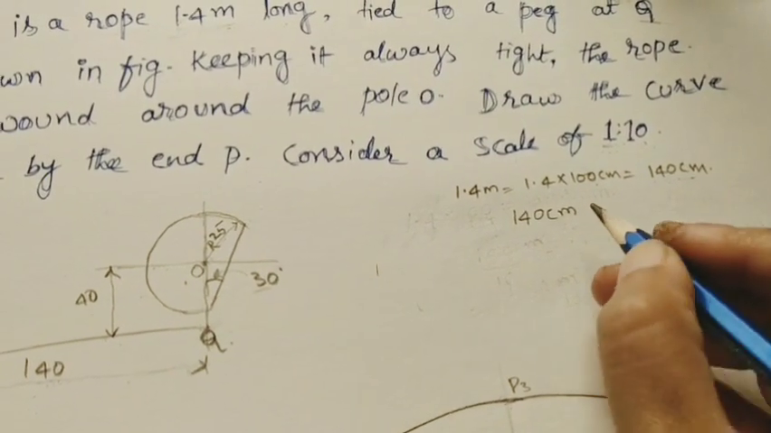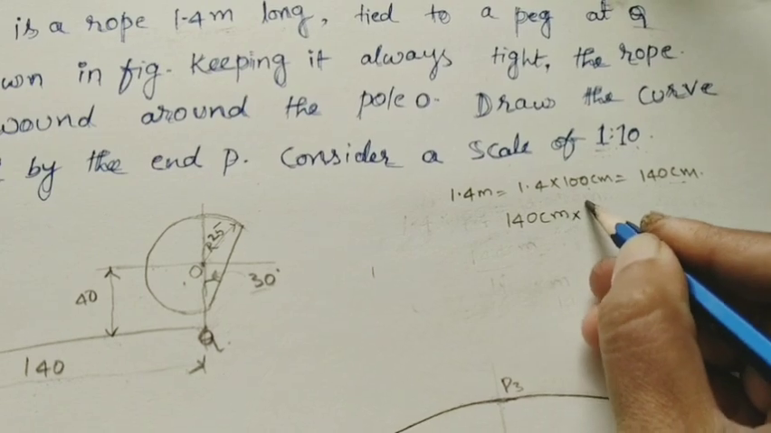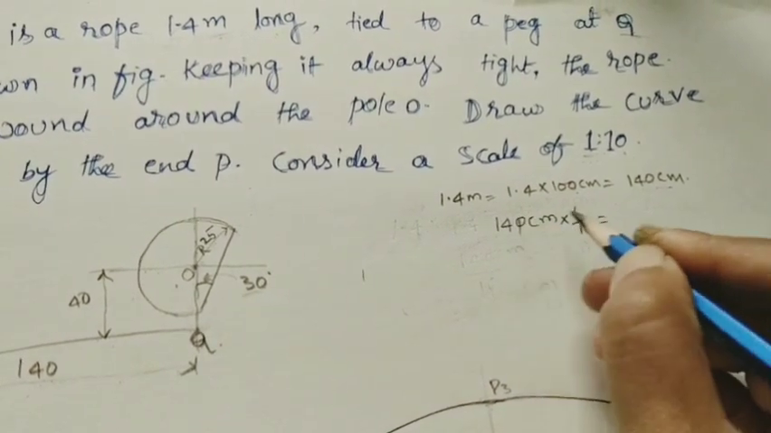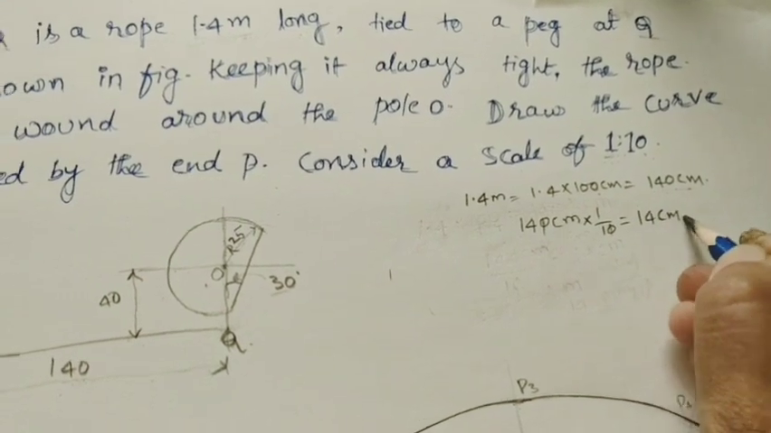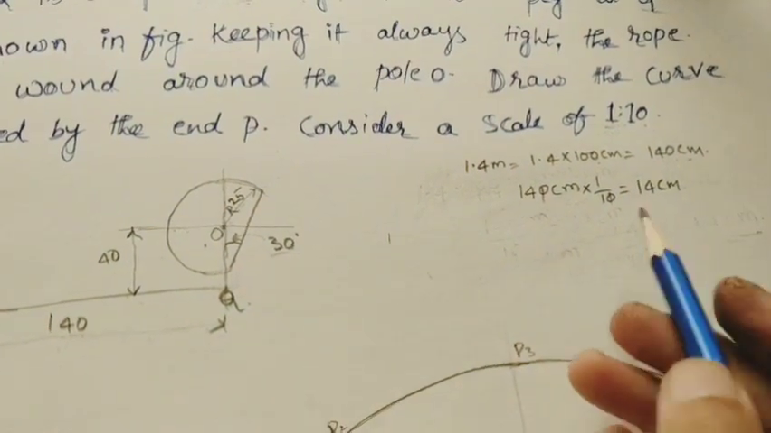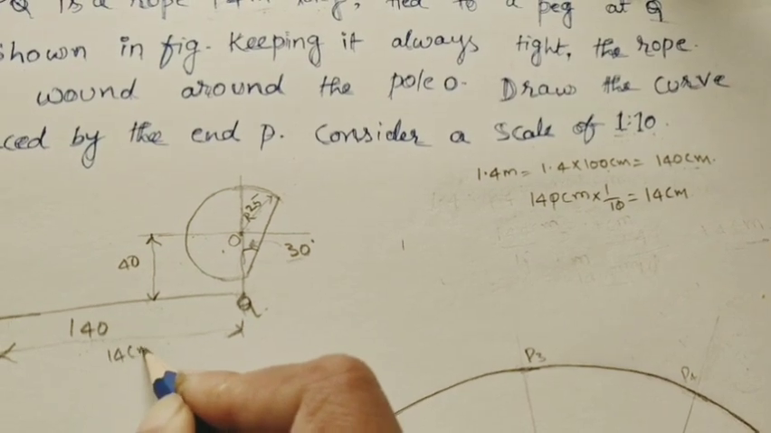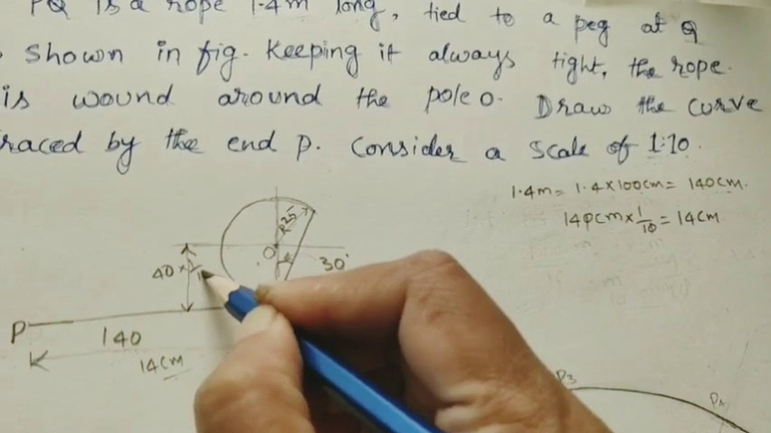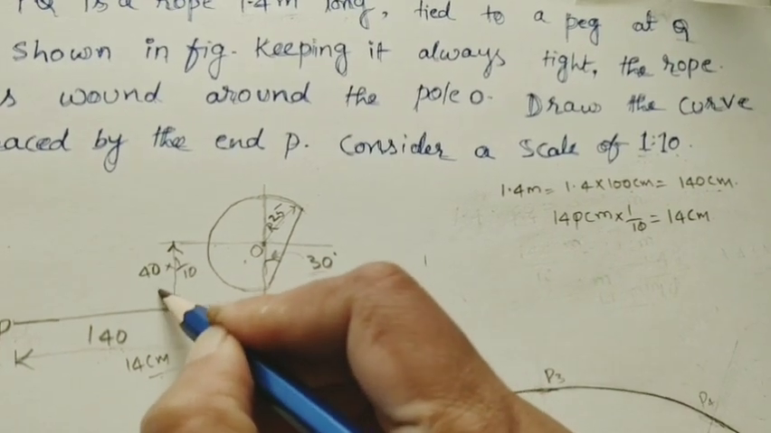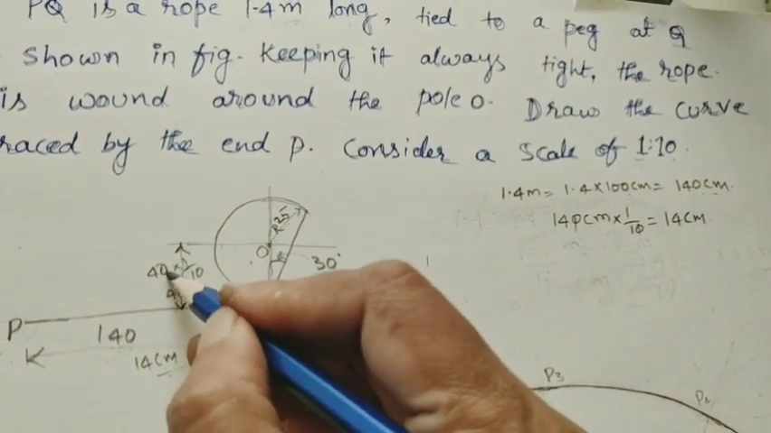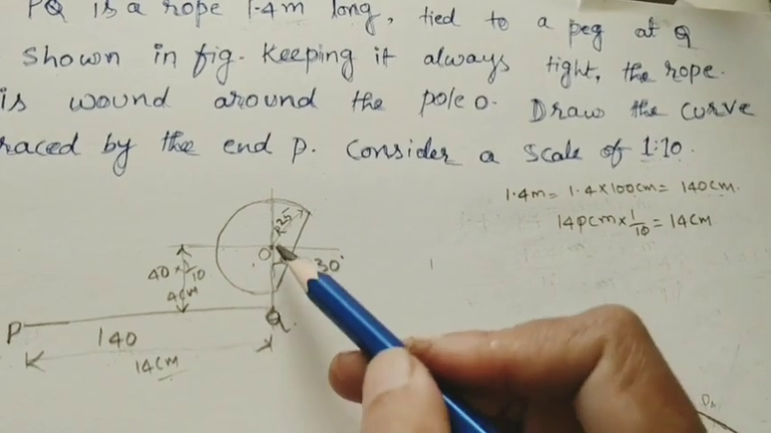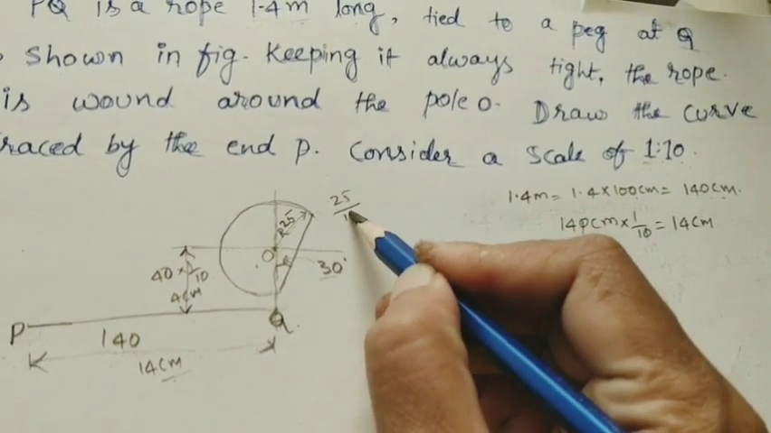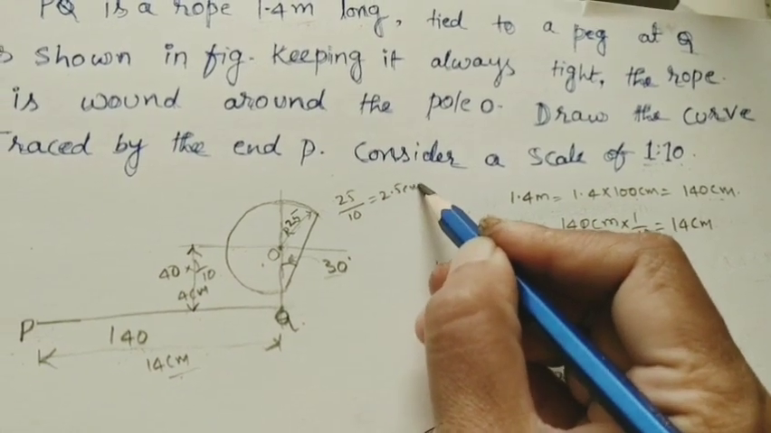So here, 140 into 1/10. How much is it? 140 by 10 is 14 centimeter. Instead of 140 centimeter, we are taking 14 centimeter. Now take 40 into 1/10. The zeros cancel, so 4 centimeter. Instead of 40 centimeter, we are taking 4 centimeter. Similarly, here 25 into 1/10, so 2.5 centimeter radius.